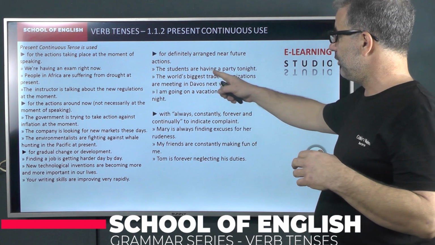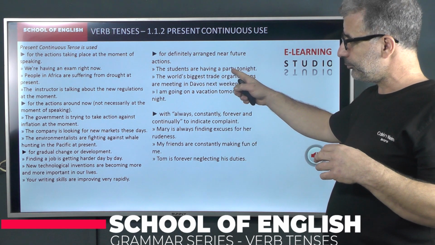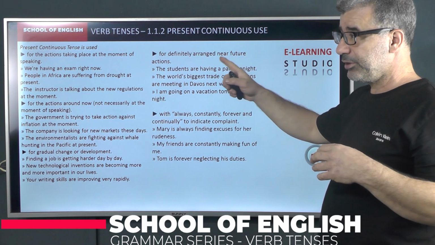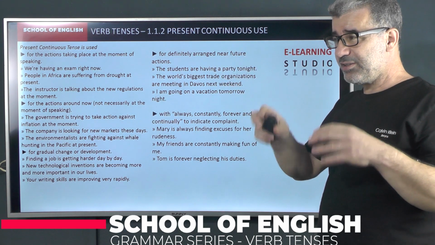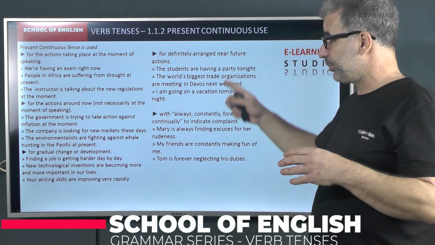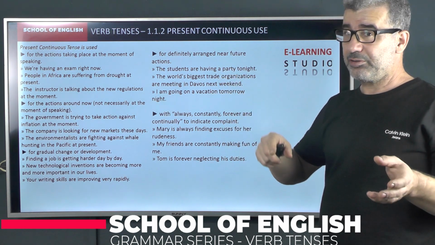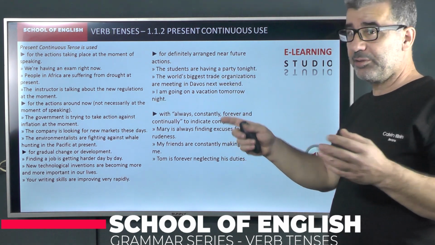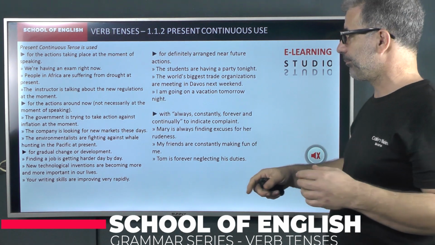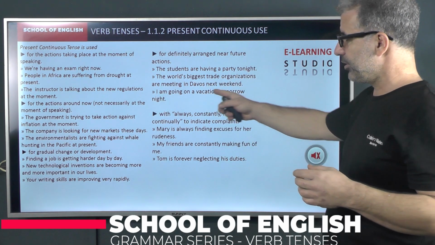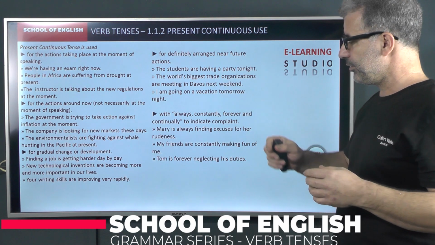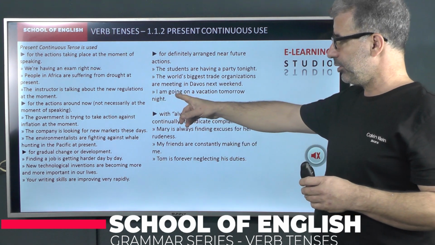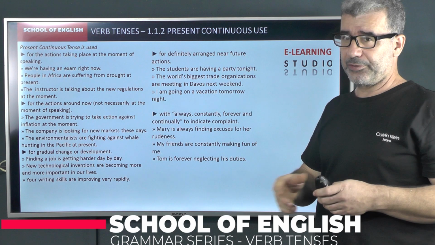The students are having a party tonight. The students, this is not an instant action, okay? It's planned. Maybe they bought the drinks. Maybe they hired a place for the party. Okay? The world's biggest trade organizations are meeting in Davos next weekend. And the third example here, I'm going on a vacation tomorrow night.